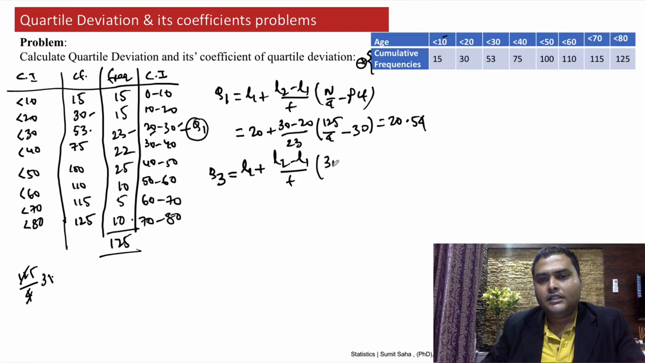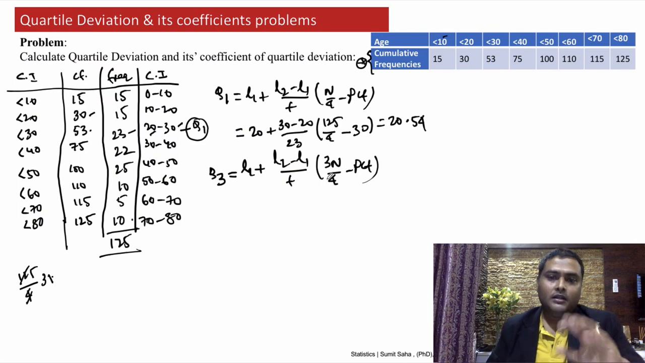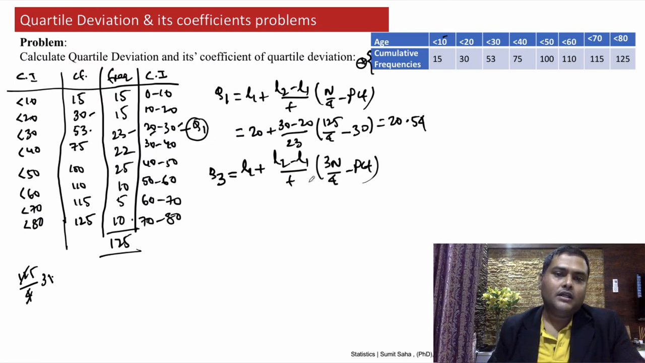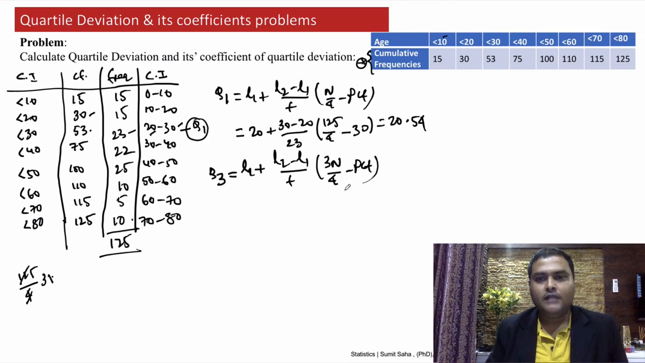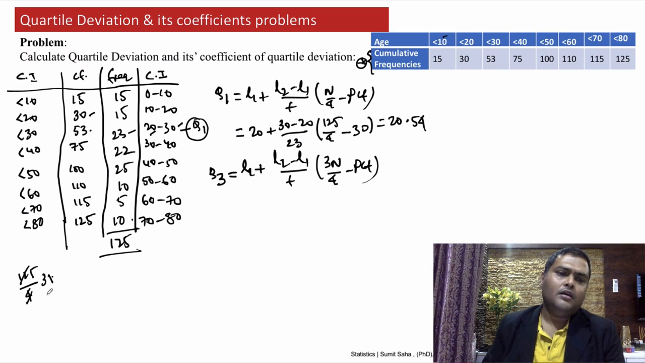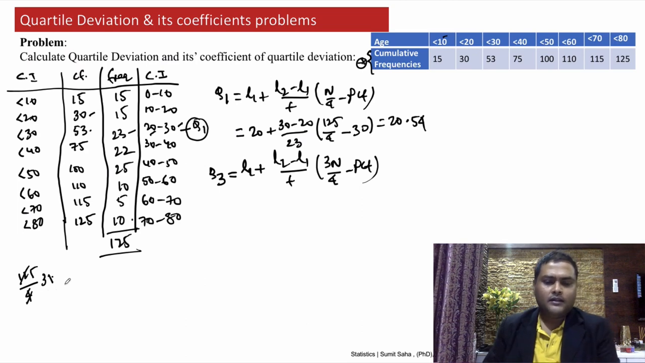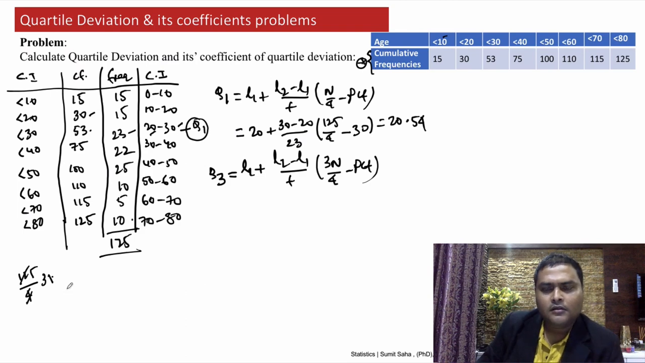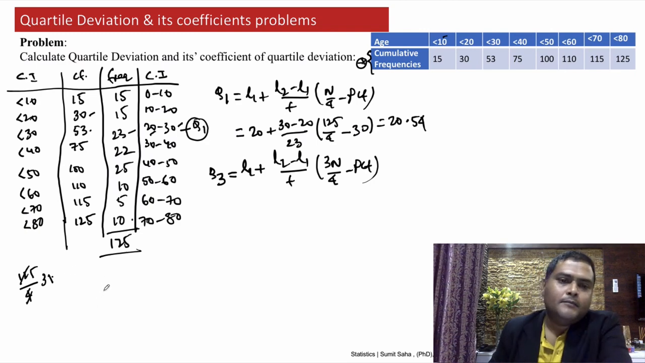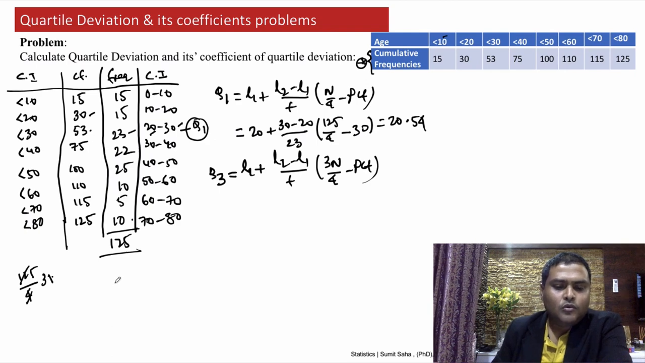Okay. Similarly, we need to find out the quartile 3 formula, which is L1 plus L2 minus L1 divided by F, 3n by 4 minus PCF. The moment I say 3n by 4, that will decide which class the third quartile is falling in. n by 4 is 31, so 3 into 31 is 93. It will be more than 93, correct?